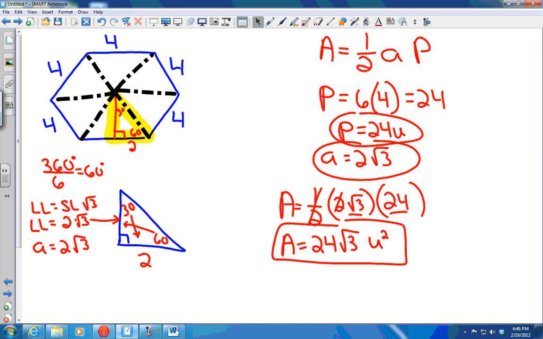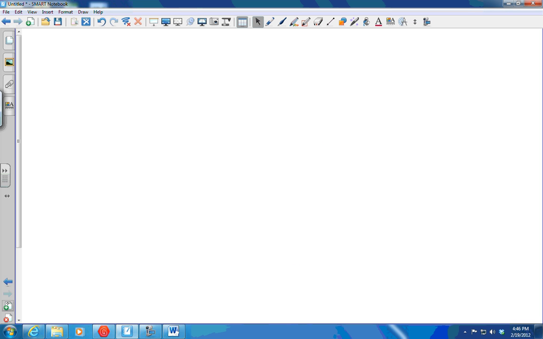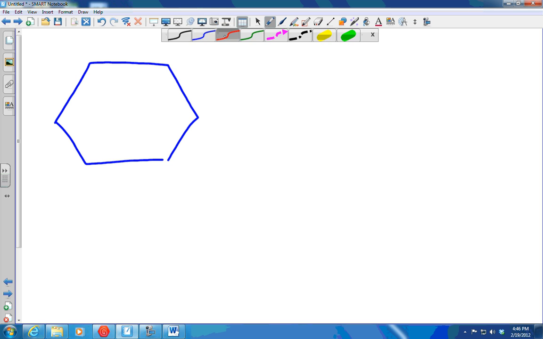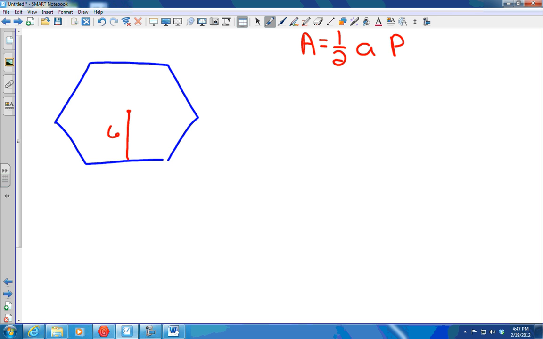Okay, let's do another one. Let's say this time we have a hexagon, a regular hexagon. Instead of knowing the side, this time we already know the apothem. Let's say that it is 6. So my formula, area equals 1/2 apothem times perimeter, and we already know the apothem, it's 6. Now we just need the perimeter, and we can plug those into our formula.